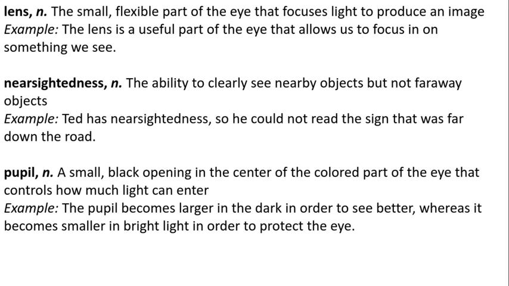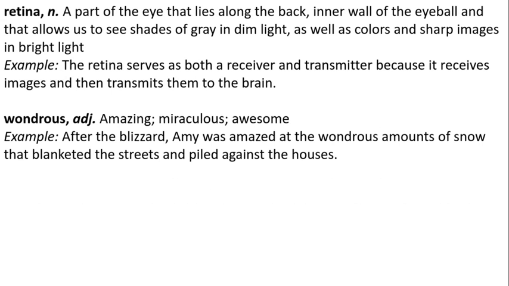Pupil is a small black opening in the center of the colored part of the eye that controls how much light can enter. Retina is a part of the eye that lies along the back inner wall of the eyeball and that allows us to see shades of gray in dim light as well as colors and sharp images in bright light.